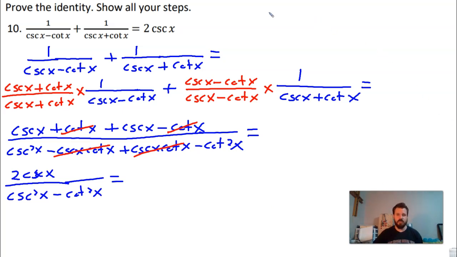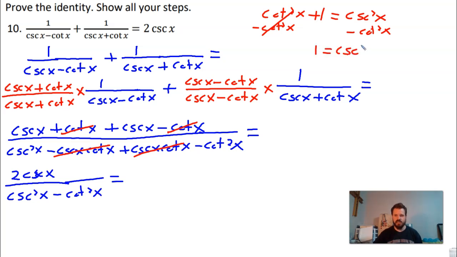We'll do some scratch work up here. I know that cotangent squared x plus 1 is equal to cosecant squared x. And to get this, I would subtract cotangent squared x from both sides of the equation. That gives me 1 equals cosecant squared x minus cotangent squared x. Okay, so really this part here is just the 1, and I'm done. We can say this equals 2 cosecant x, which is what I'm shooting for.